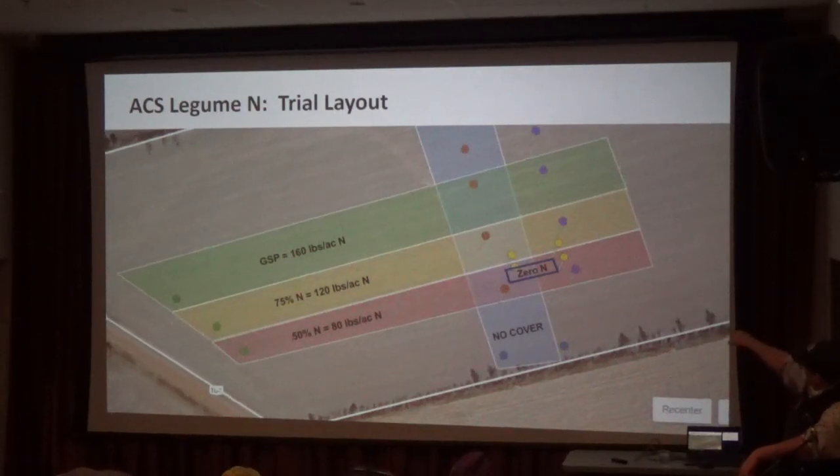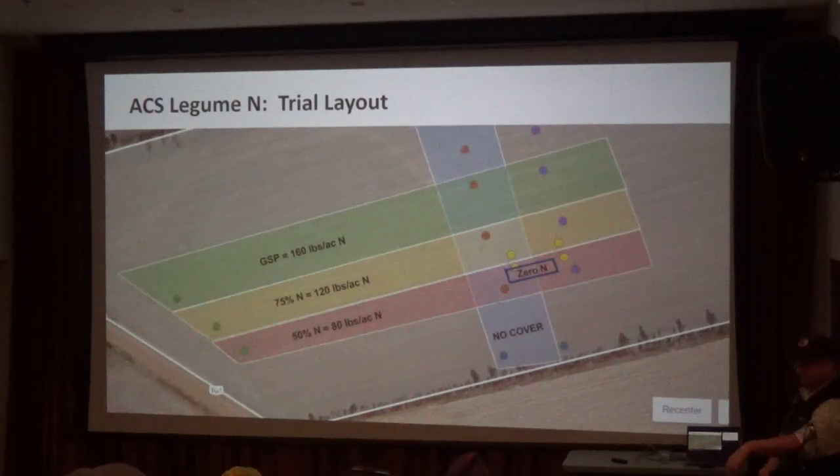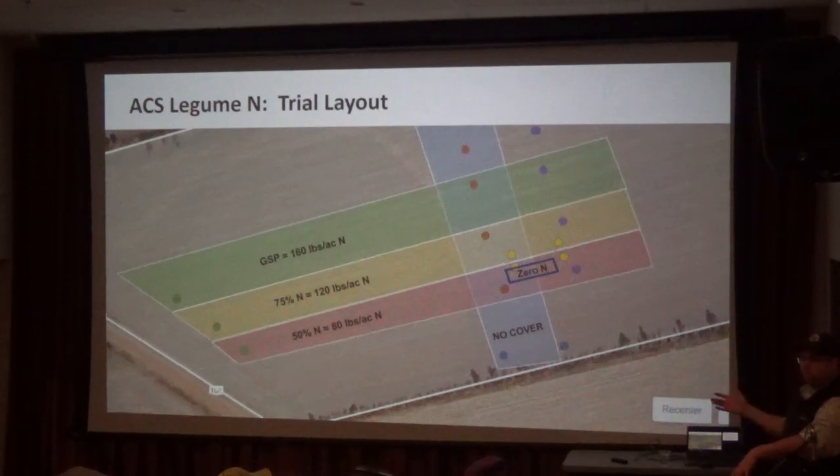And then you can see there's a little box that says 0N. In that little box, which is about 12 rows by 100 feet, we just told the planter operator to turn the fertilizer off, and we just planted seed. Before the planter went through it, we had it marked off, and then me and Bethany and a bunch of other people went in and hand applied P and K and micros and all the other fertilizers, so that it's only 0N, it's not zero fertilizer.